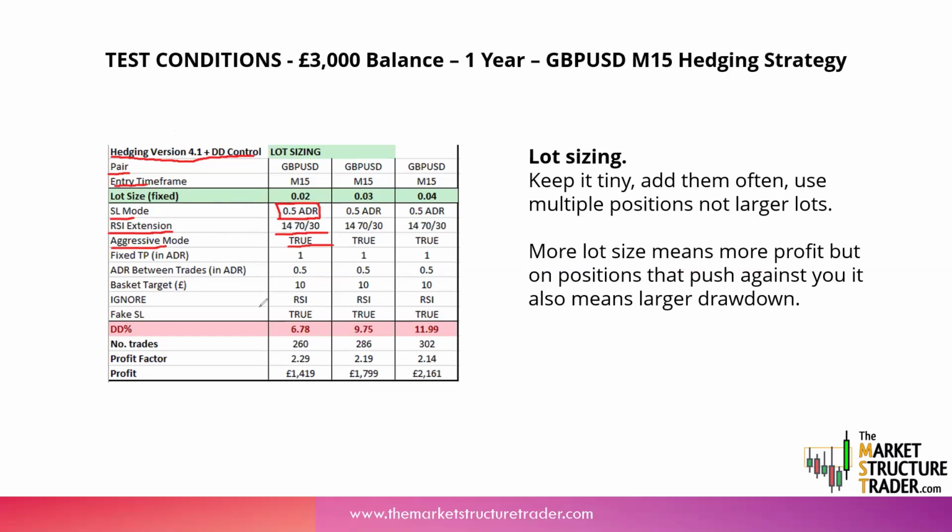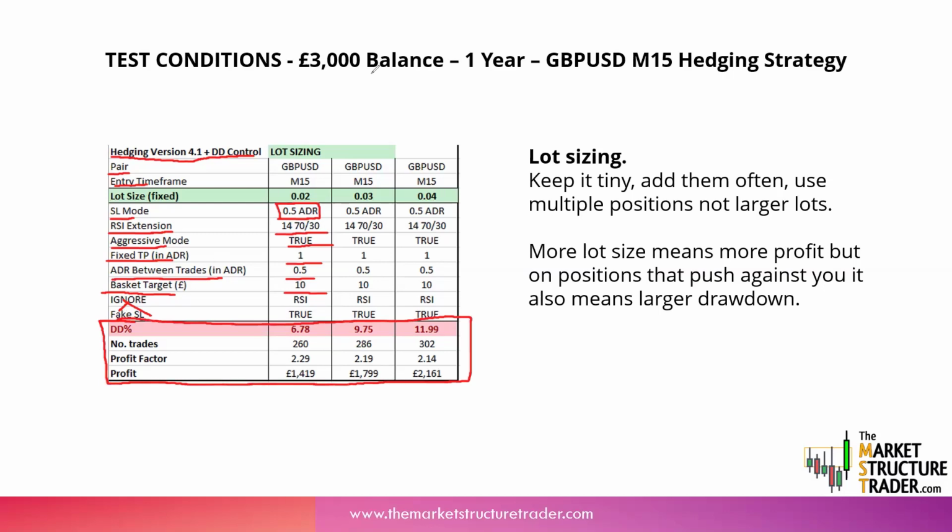Aggressive mode is to do with the indicator. A fixed TP at 1 ADR. I'm using half an ADR between trades. I'm targeting £10 profit. You can ignore these, don't need to worry about those. But the important things to look at here are this section here. Okay, so this is the results. This is the outcome of this test.